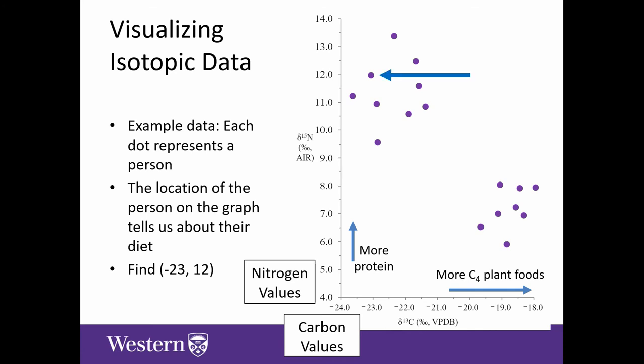That individual is up there. How many people got it? A couple, yes, excellent. If we were going to interpret this example data, we would notice that there are two distinct populations. Often isotope data is not this pretty.